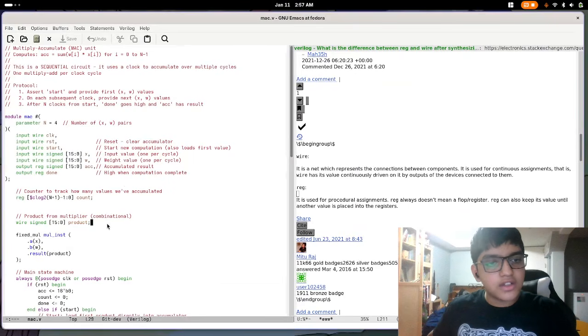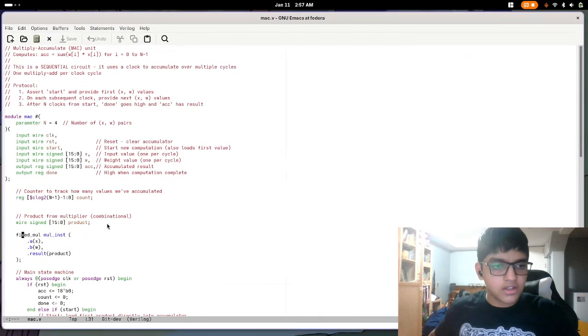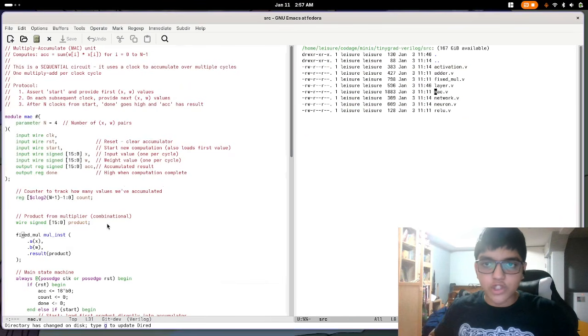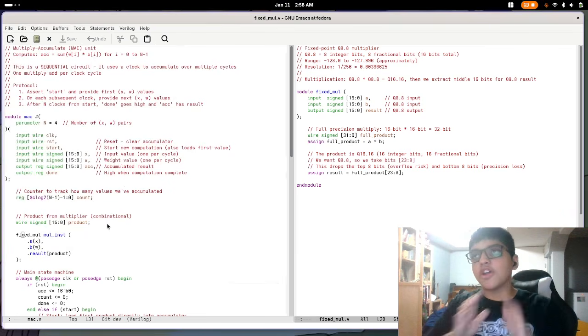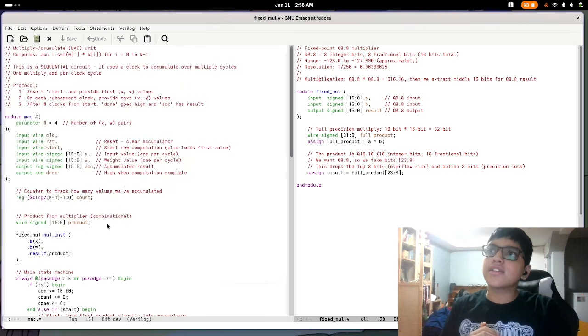So we have our multiplier over here. This is another Verilog module we have. Fixed mul. So this takes in two 16-bit inputs, so 8 integer bits, 8 fraction bits, and then multiplies them together, and then we drop the top 8 and bottom 8 bits.